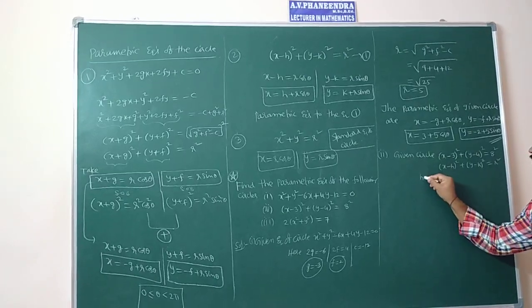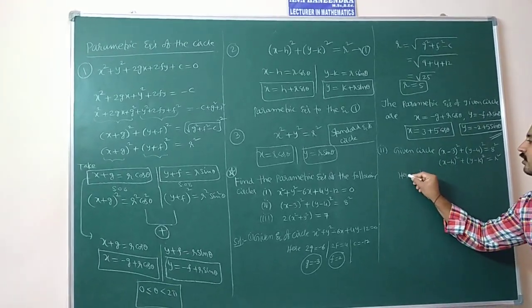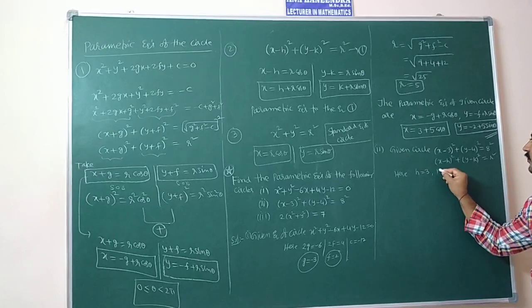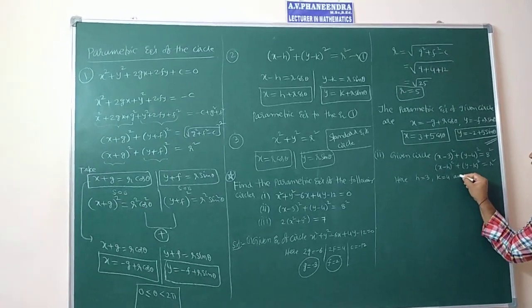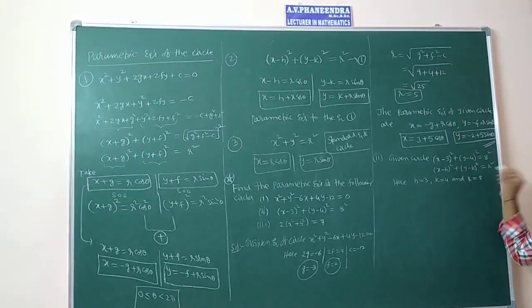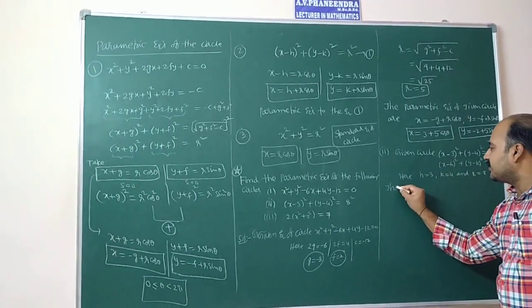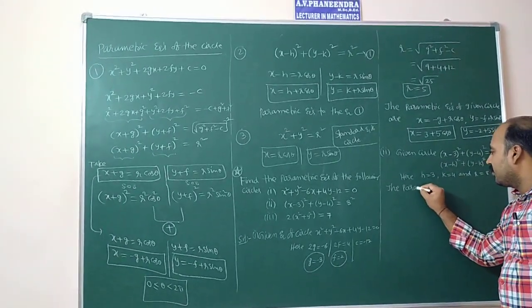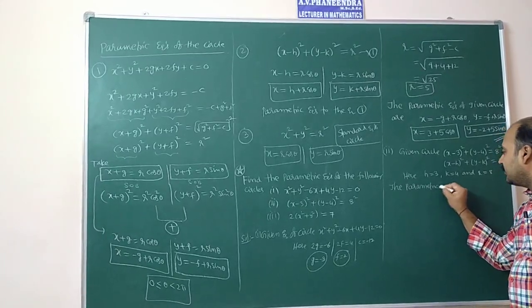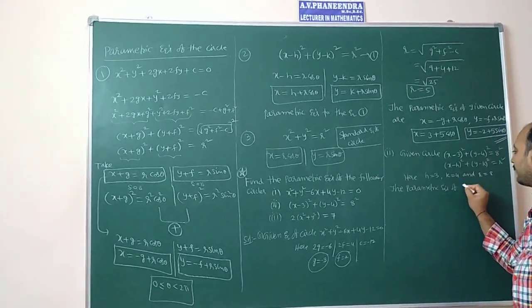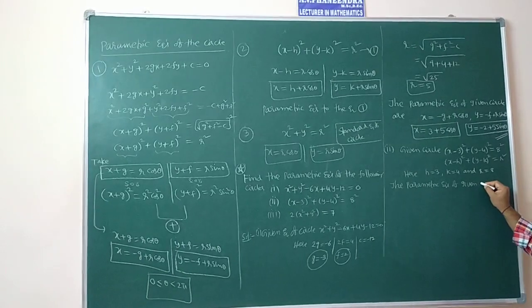So write the values here. h is equal to 3, k is equal to 4 and r is equal to 8. After writing these values, the parametric equations of the given circle.